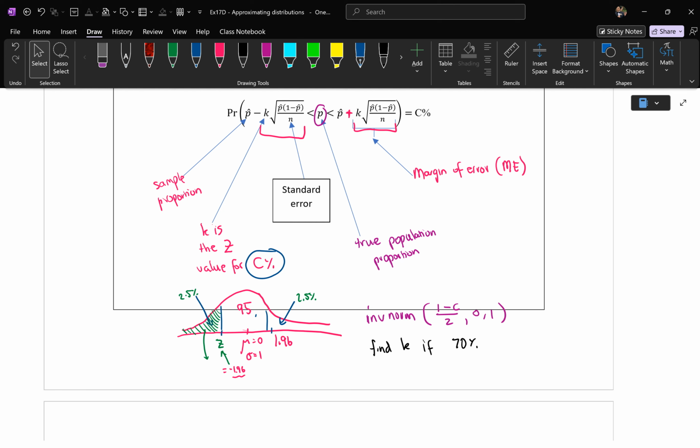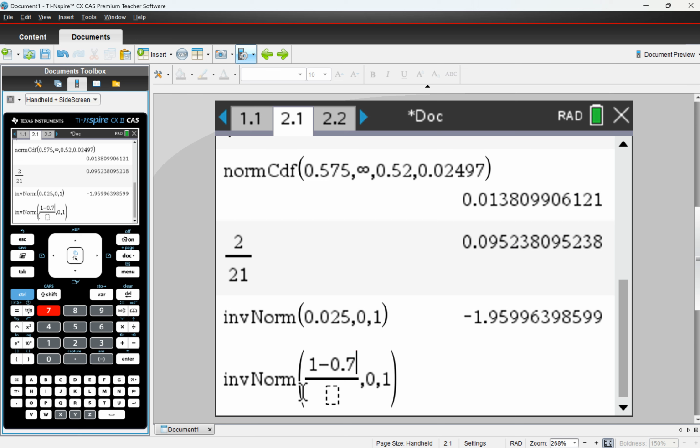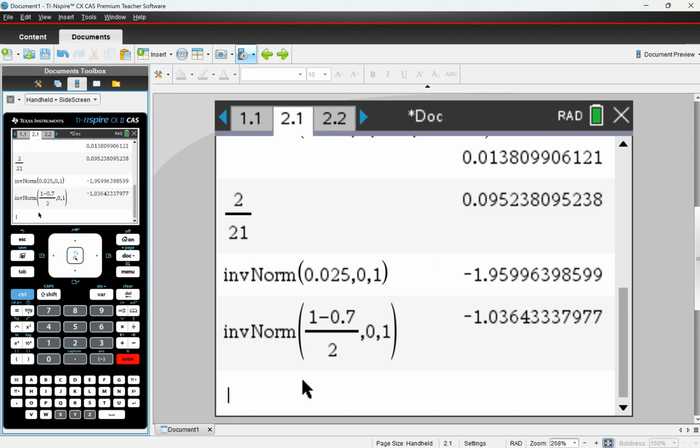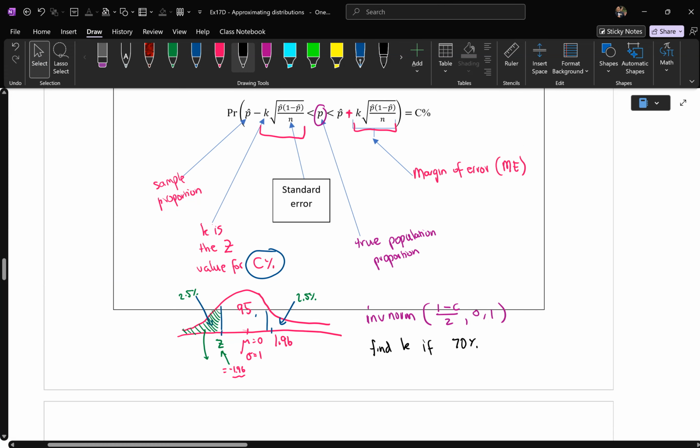1.04, let's see. All right, I'm going to do it again. I'm going to type in the formula so you can see how I use it. 1 minus 0.7, that's the confidence I want, so 70% confident, divided by 2. Here we go. Negative 0.103 or 0.104, right? That's my K value.